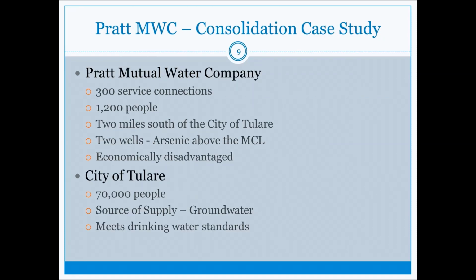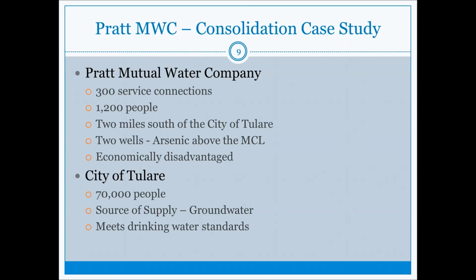So this is a case study, and it's the only system where the SB 88 process has been used. The small water system in this case is Pratt Mutual Water Company with 300 connections and about 1,200 people, which in my experience for a small system, is actually kind of a big small system. At any rate, they had two wells that exceed the arsenic standard.